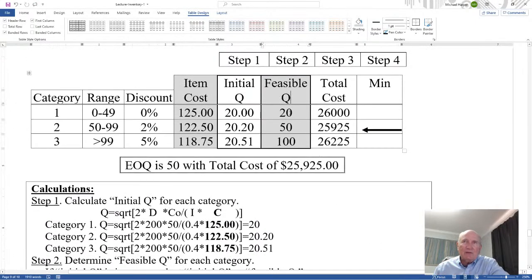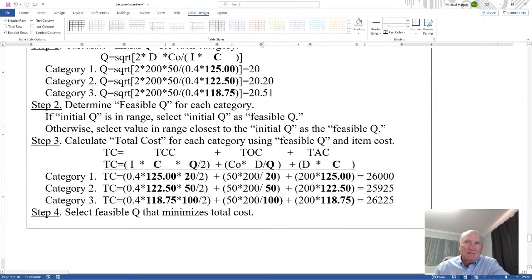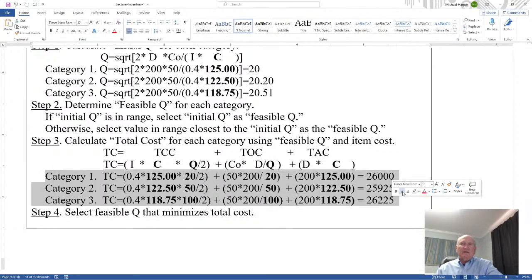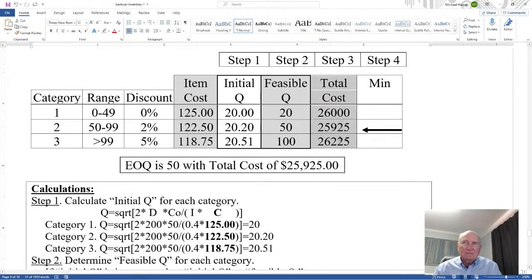Now what about my Q? 20, 50, 100 for my feasible Q? Well, there's my feasible Qs. 20, 50, 100, 20, 50, 100. So I calculate my three total costs for the 3 categories. I take those 3 costs, I put them up here under my total cost.